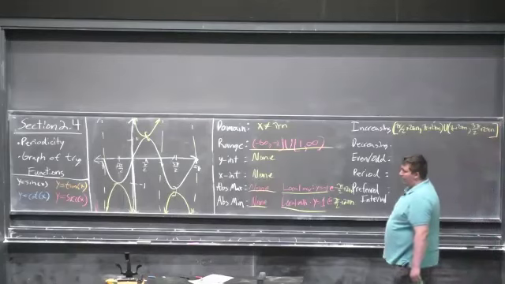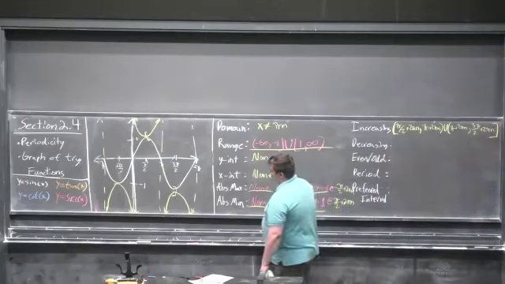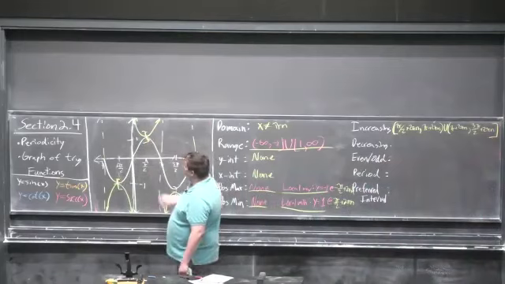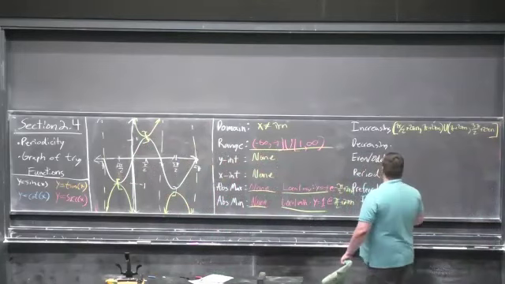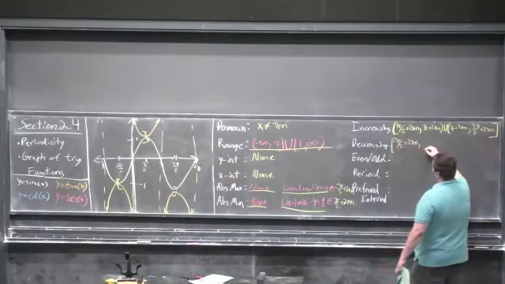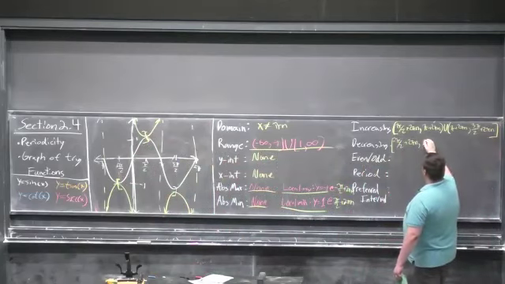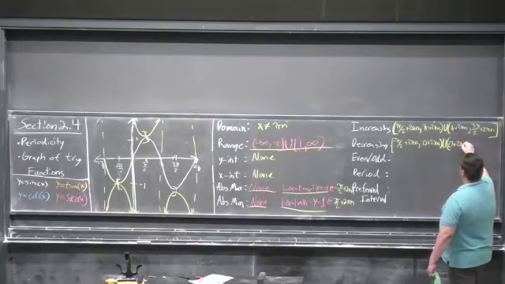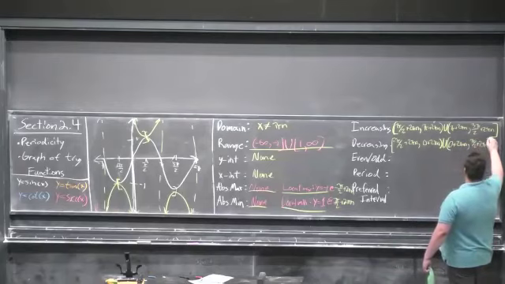Decreasing is everywhere else. So let's work with this interval from here to here. And we have it's decreasing from negative pi over 2 plus 2 pi n to 0 plus 2 pi n in union with 0 plus 2 pi n to pi over 2 plus 2 pi n inclusive.